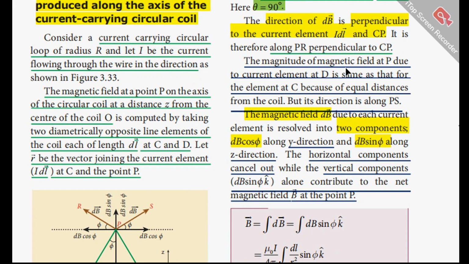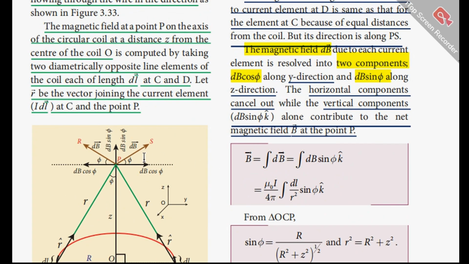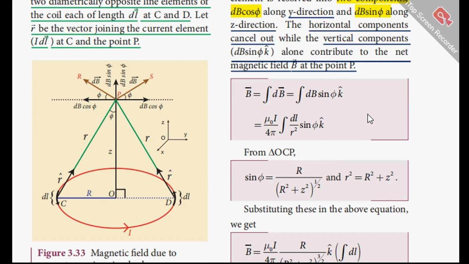The magnitude of magnetic field at P due to current element at D is the same as that for the element at C because of equal distances from the coil. But its direction is along PS, like this. And here it is along PR. The magnetic field dB due to each current element is resolved into two components, namely dB cos phi along y direction and dB sin phi along the z direction. The horizontal components cancel out while the vertical components dB sin phi k vector, unit vector, alone contribute to the net magnetic field B at the point P.